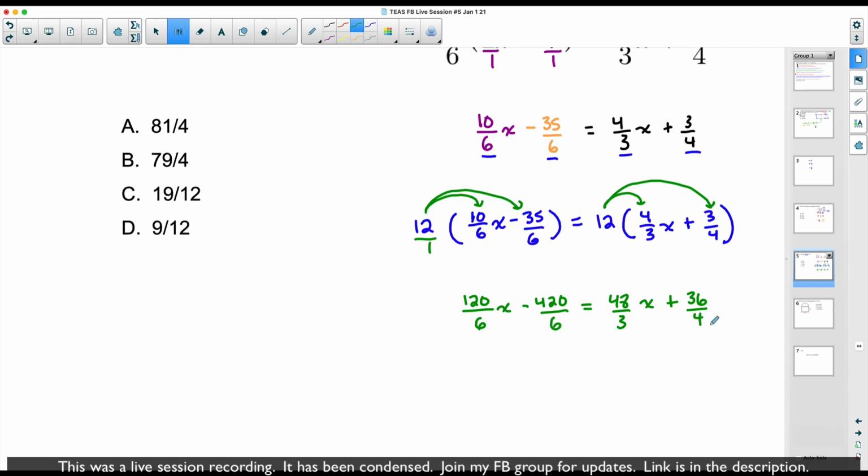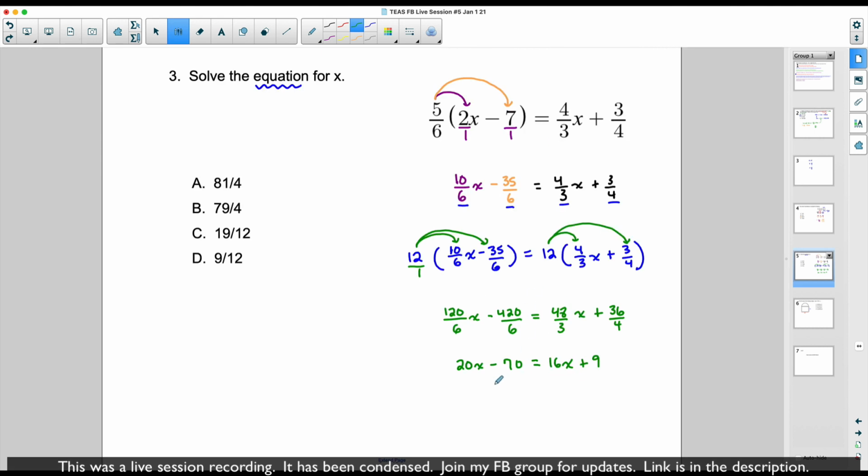What I want y'all to do is grab your calculator and take all of these crazy green fractions we have. When we actually divide these out now, we're going to get whole numbers. Take that first one, for example. 120 divided by 6, we get a nice whole number, 20x. Bring down our minus. 420 divided by 6, a nice whole number, we get 70. Equals 48 divided by 3, 16x. And then finally, 36 divided by 4, we get 9. Look at how nice that looks.